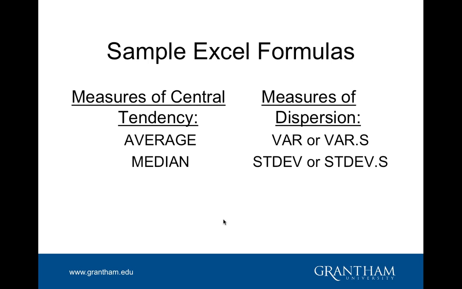Now, if you want to measure the dispersion of a data set, you can put in many different formulas depending on if you're finding dispersion about a population or a sample. But in general, if you're trying to find the dispersion, you would type in VAR.S. If you're trying to find the standard deviation, you would type STDEV.S. And then this would give you the corresponding information whether you're trying to find the variance or the standard deviation.